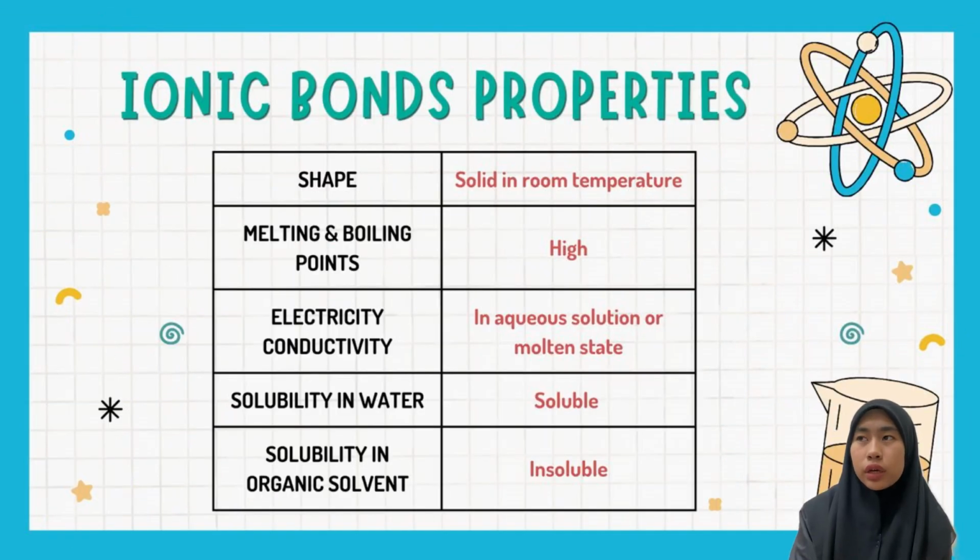Some of the ionic bond properties. The first one is that ionic compounds are solid at room temperature because of the strong bonds between ions. The second one is they have very high melting and boiling points due to the strong ionic bonds. The third one is they dissolve easily in water but are insoluble in organic solvents. The last one is ionic compounds conduct electricity only when dissolved in water or in a molten state, as the ions are free to move.